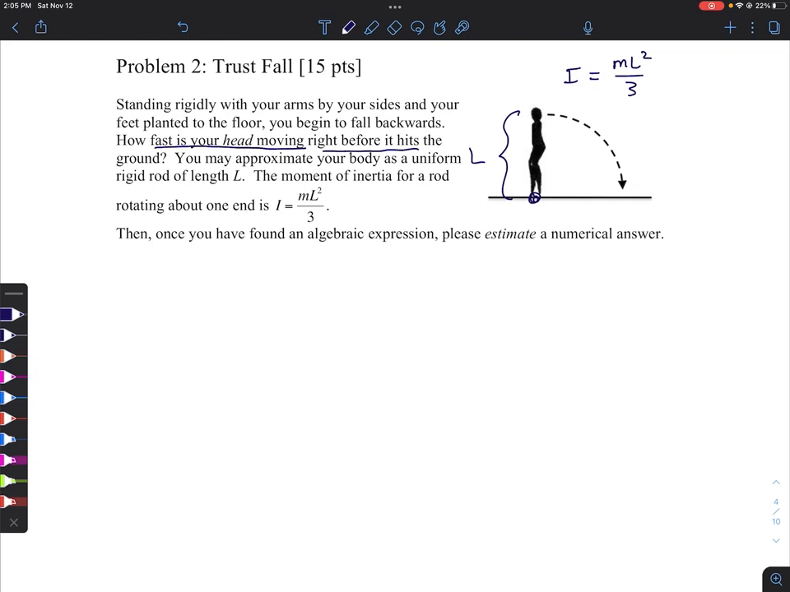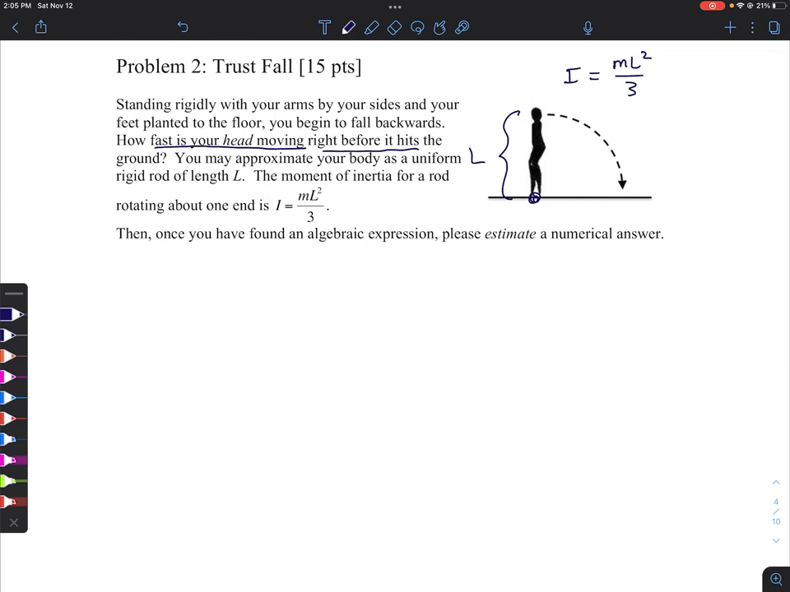Okay, so when I look at this problem, I can think of two ways to solve it. I could use forces and torques, or I could use energy. And I know that there's no time here, which is a hint that energy is probably the way to go. So I noticed that there's no non-conservative forces at work here. There's no friction or anything. So energy conservation is probably a good choice.